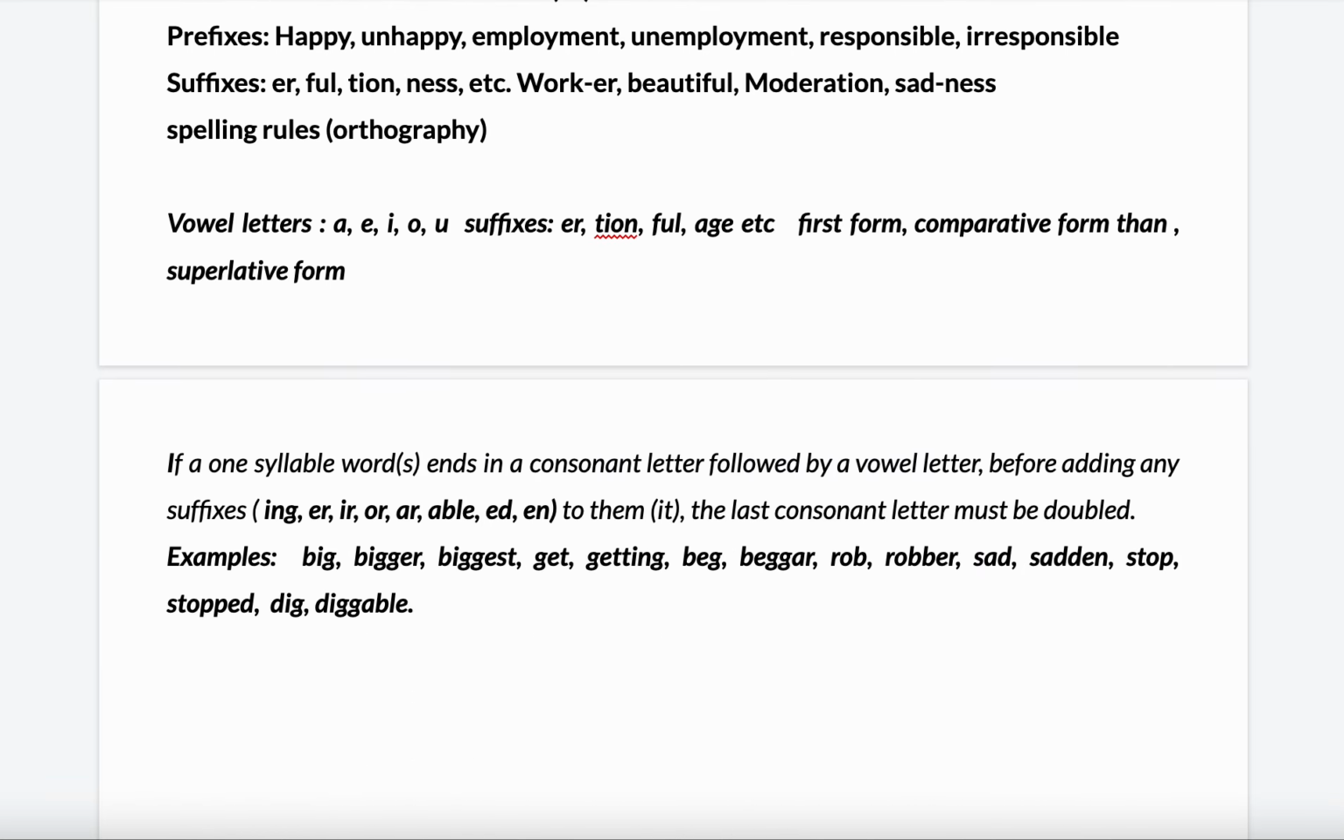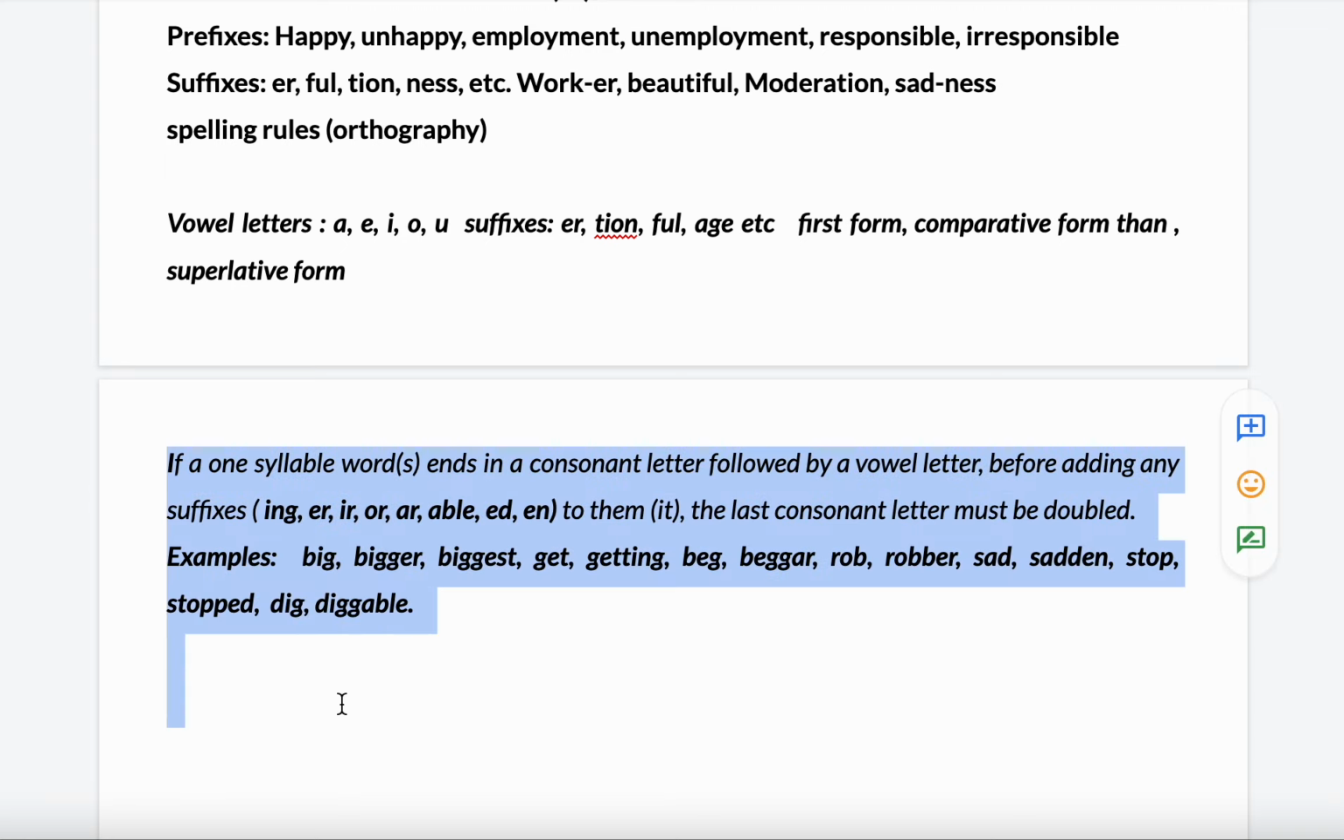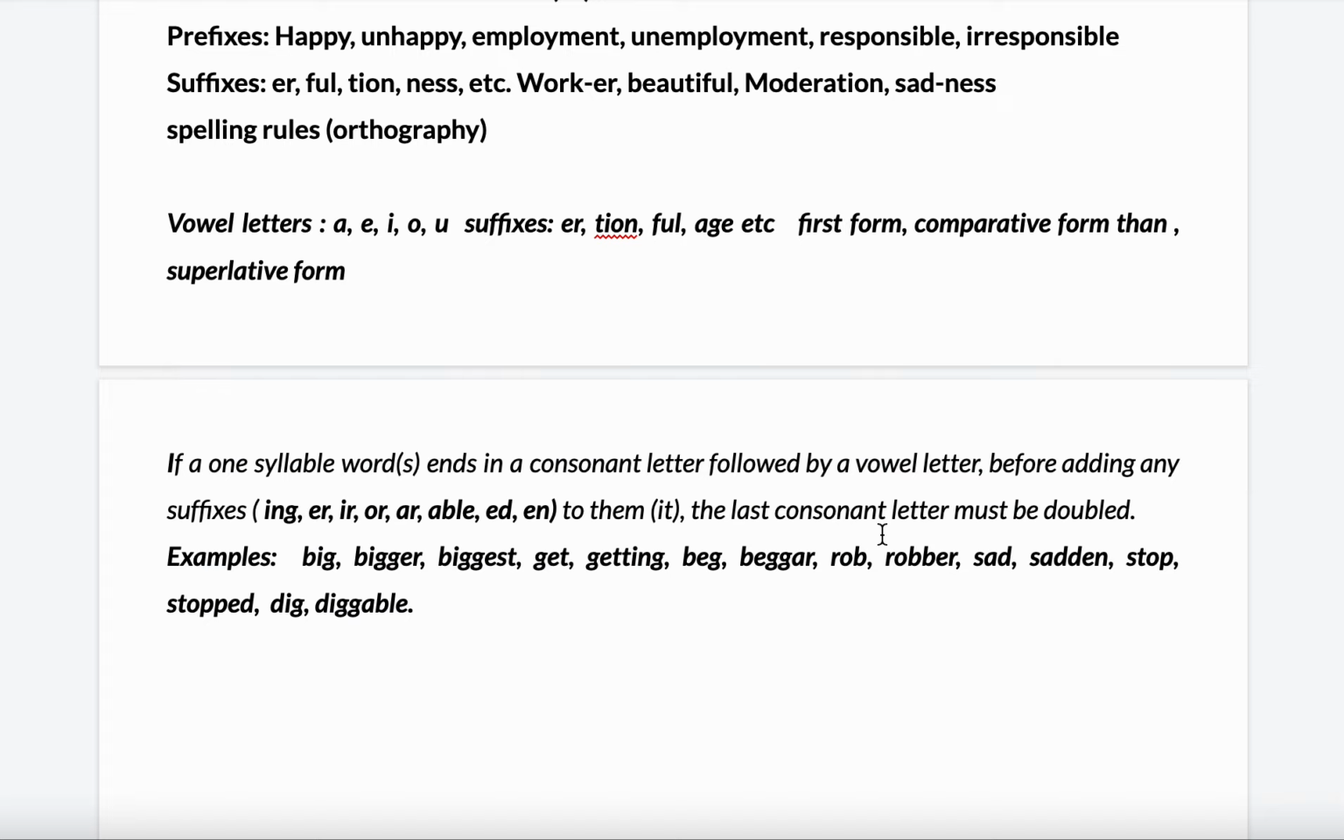Okay. So here we have this part that says if a one syllable word ends in a consonant letter preceded by a vowel letter, before adding any suffix, ing or whatever, the last consonant must be doubled. So this is the rule. I hope you guys can grasp it. It's a little, I think, confusing, but let's go on.